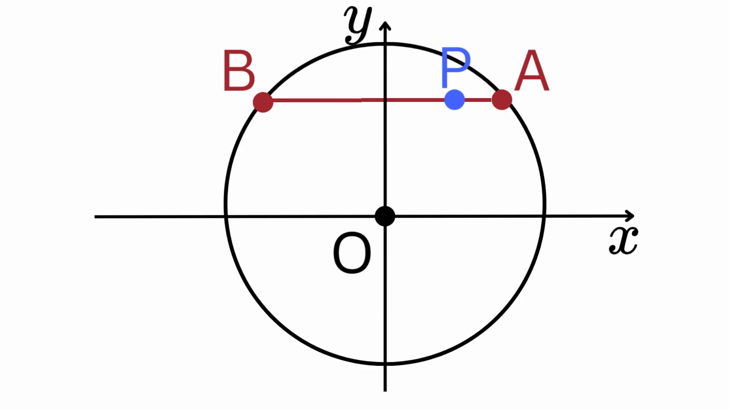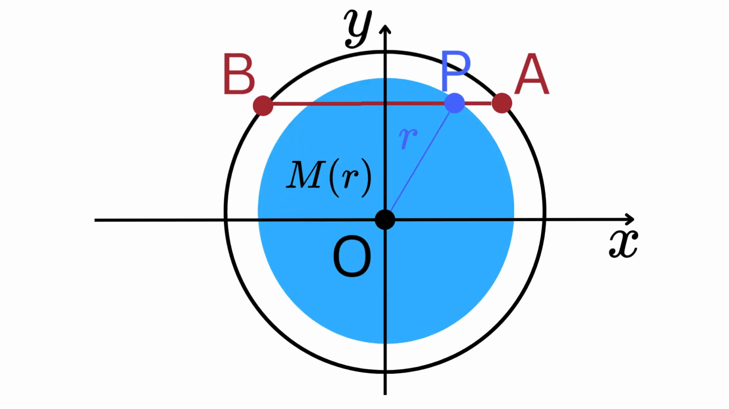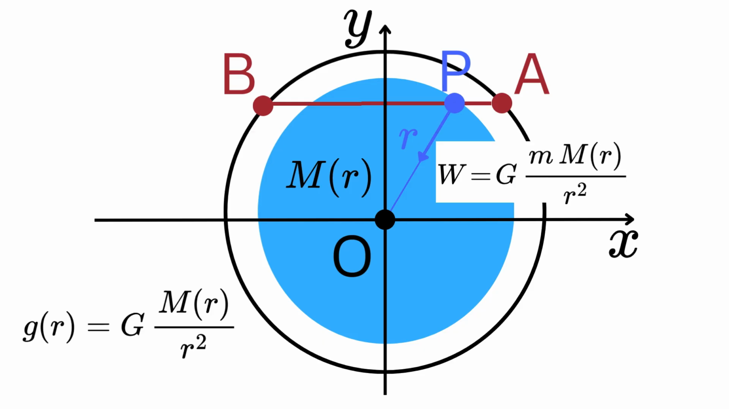Let the shuttle be at a random point P of the tunnel where the distance from Earth's center is r. The only force on the shuttle is the gravitational force, that is, its weight W, which is equal to the shuttle's mass m times the gravitational field g at the point P. If big M of r is the mass of the Earth contained in the sphere of radius r, applying the theorem for the gravitational field due to a spherical distribution of mass, the weight of the shuttle is given by Newton's gravitational constant times the mass of the shuttle times the mass of the Earth contained in the sphere of radius r divided by r squared.